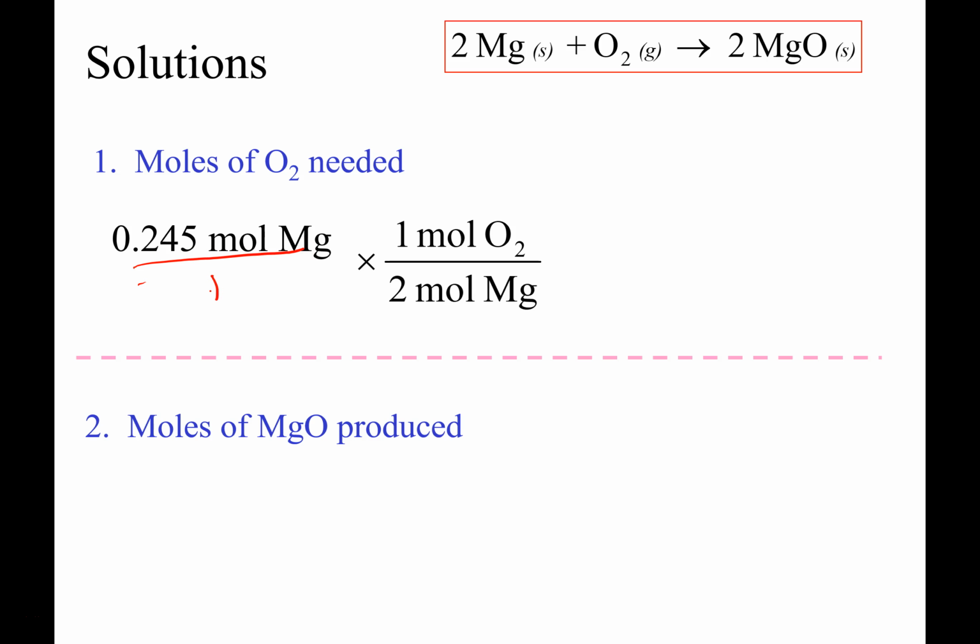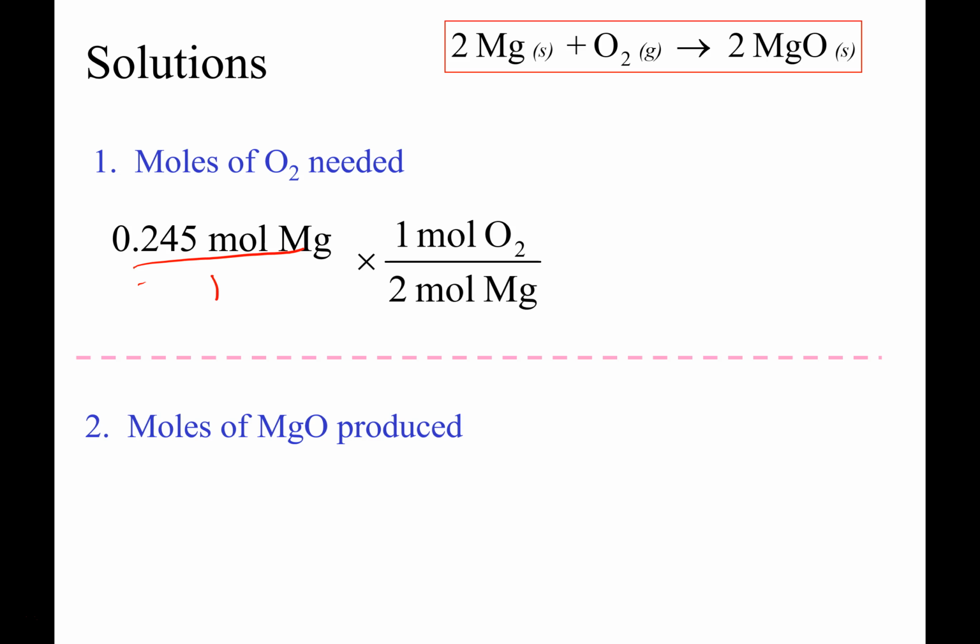Then this is called a stoichiometric ratio, coming from the stoichiometric coefficients. We want moles of magnesium to cancel, so we'll put it in the bottom. We want to be left with moles of oxygen, so in this case, we'll put it in the top. So a half of 0.245.